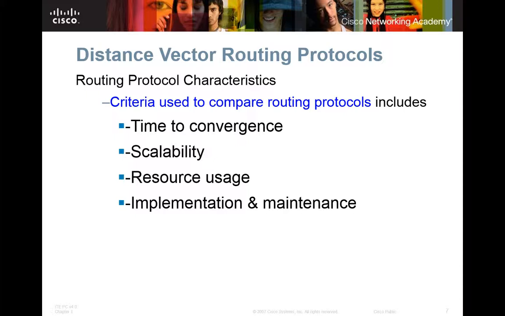Criteria used to compare the routing protocols in terms of scalability, resource usage, time to converge, and implementation and maintenance. What does all that really mean to you? Path of least resistance, right? How am I going to get there the quickest and easiest?